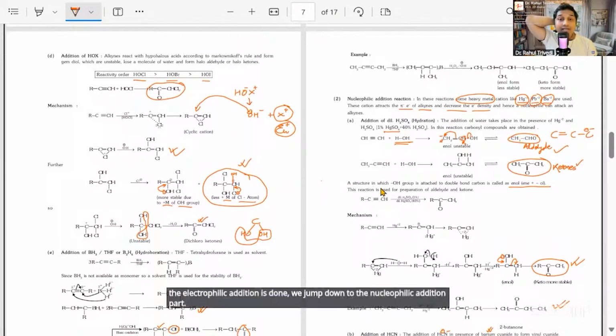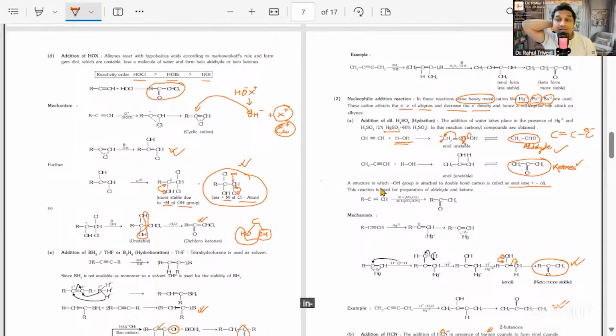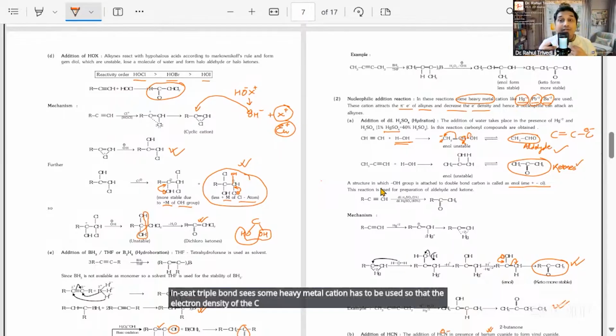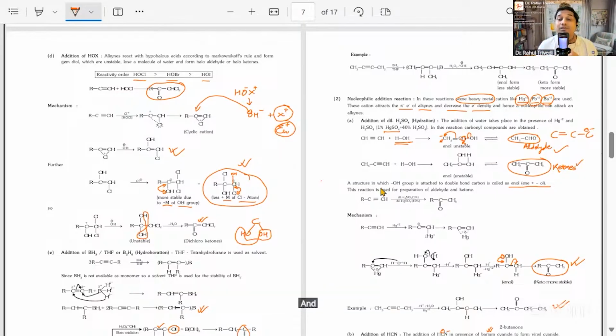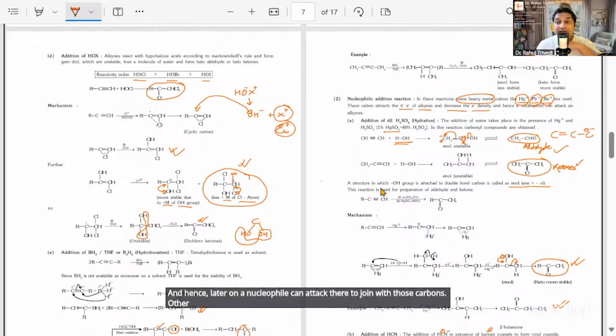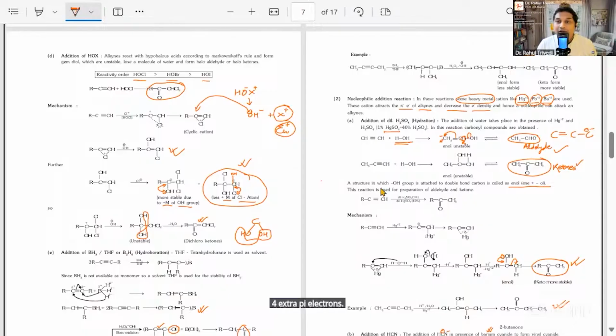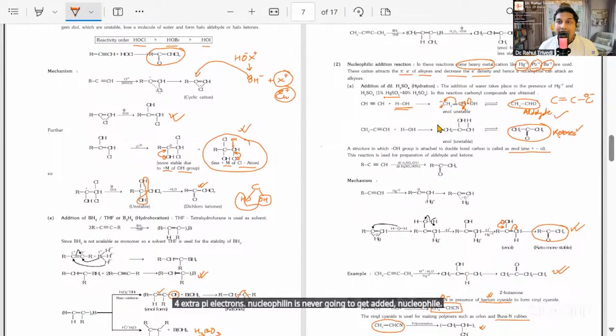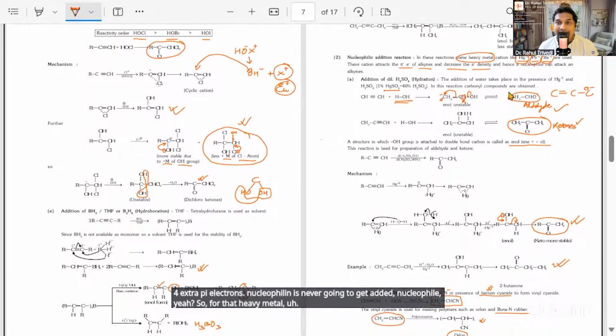For that, we learned how in C triple bond C, some heavy metal cation has to be used so that the electron density of the C triple bond C can be reduced, and hence later on a nucleophile can attack there to join with those carbons. Otherwise, till the time there is heavy electron density because of 4 extra pi electrons, nucleophile is never going to get added. So for that, heavy metal cations are used.